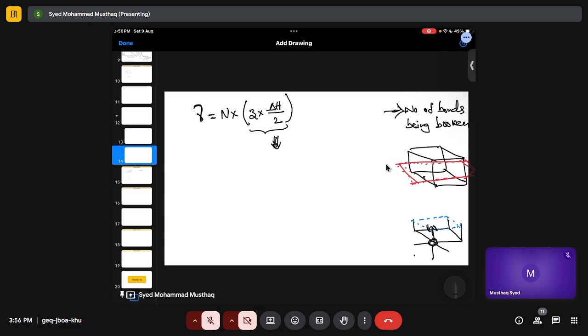So again, let me explain in simple terms. For example, if I have 1 mole of copper atoms, to break every atom in the 1 mole of copper atoms, I need to supply some heat energy, right? So how many bonds do I need to break? The coordination number, right? The coordination number times the delta H of each bond divided by 2 into Avogadro number. And because I'm talking about 1 mole, it is 1 times Avogadro number.